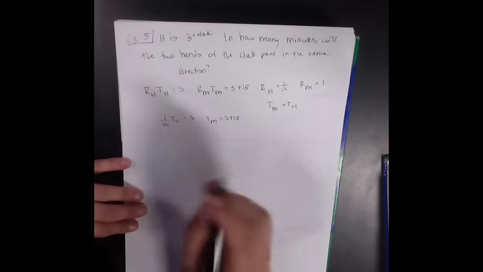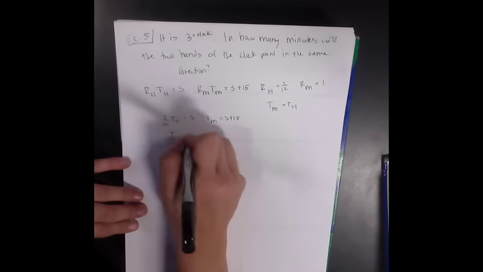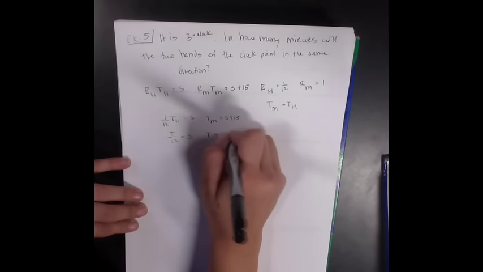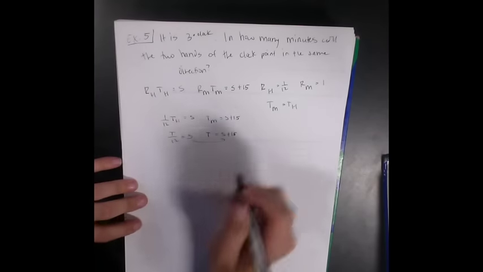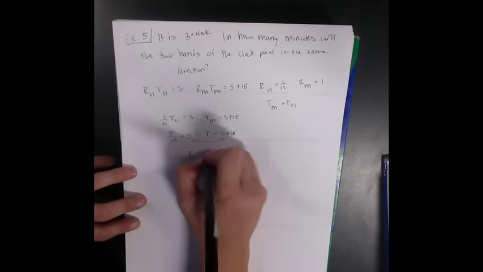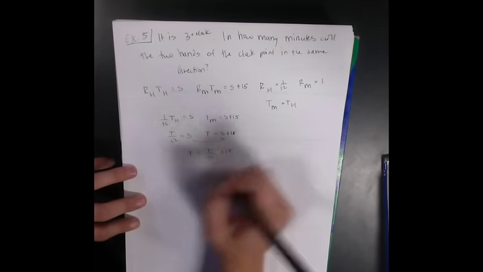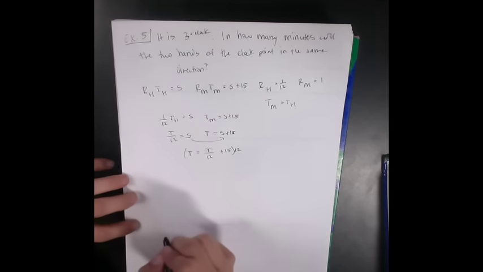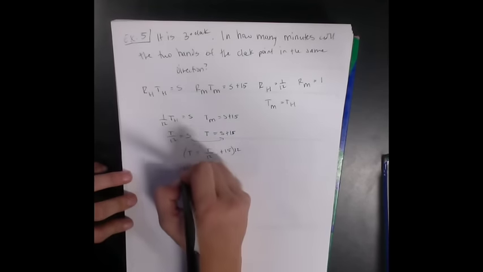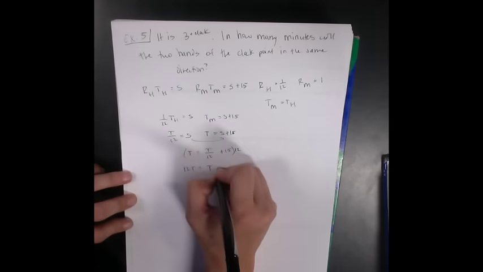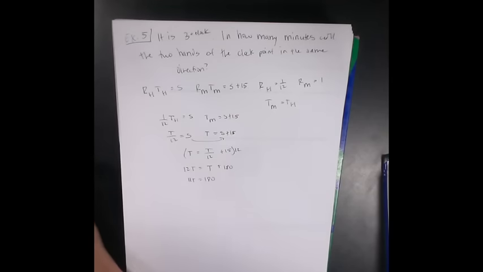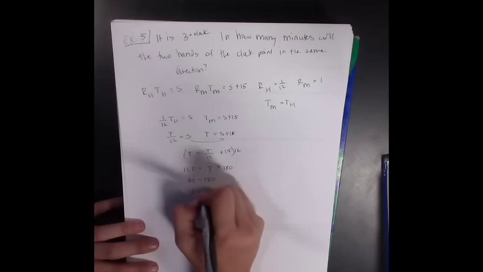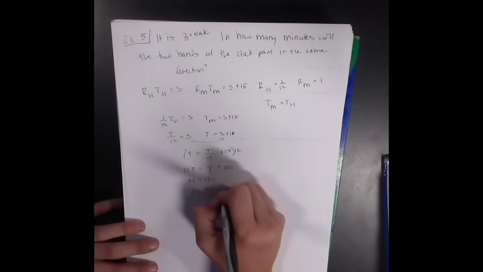I know that the times are equal, so this is t over 12 equals s, and t is s plus 15. Okay, I'm going to plug this in for s. So I get t equals t over 12 plus 15. Multiply everything by 12. So I get 12t equals t plus 180. So 11t equals 180. And t is just 180 over 11 minutes.